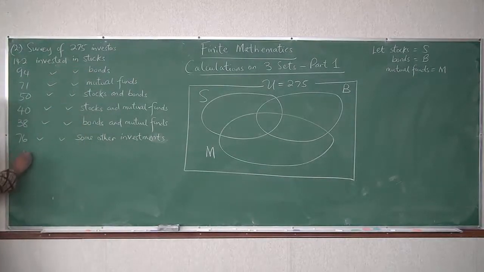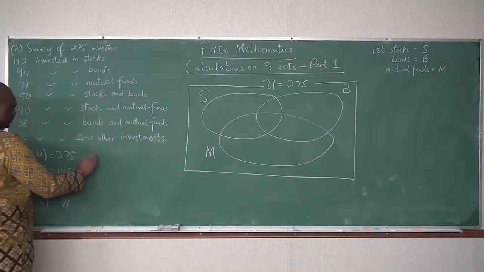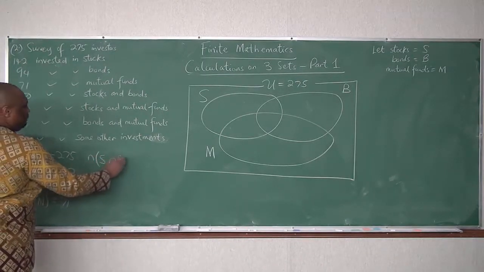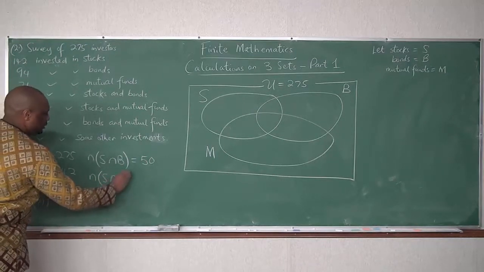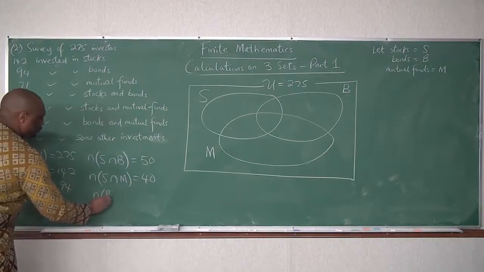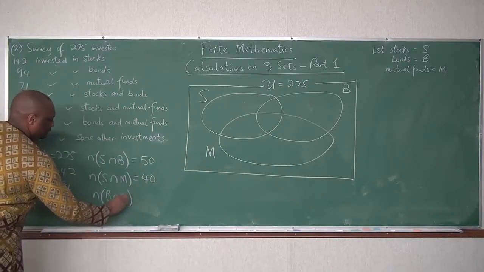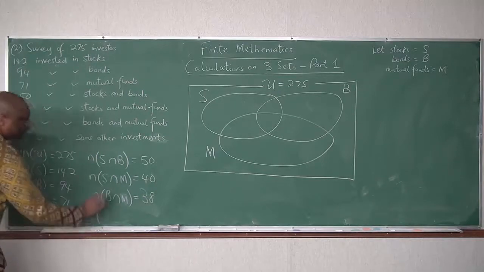Cardinality of the universal set is 275. Cardinality of stocks is 142, but that doesn't mean only. Cardinality of bonds is 94, but that doesn't mean only. Cardinality of mutual funds is 71, but that does not mean only. Cardinality of stocks and bonds, S intersection B, is 50. Stocks and mutual funds is 40. Bonds and mutual funds is 38.